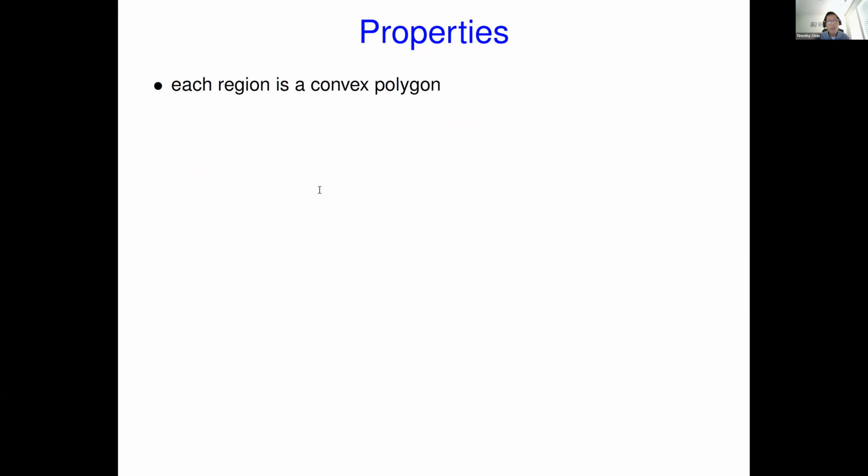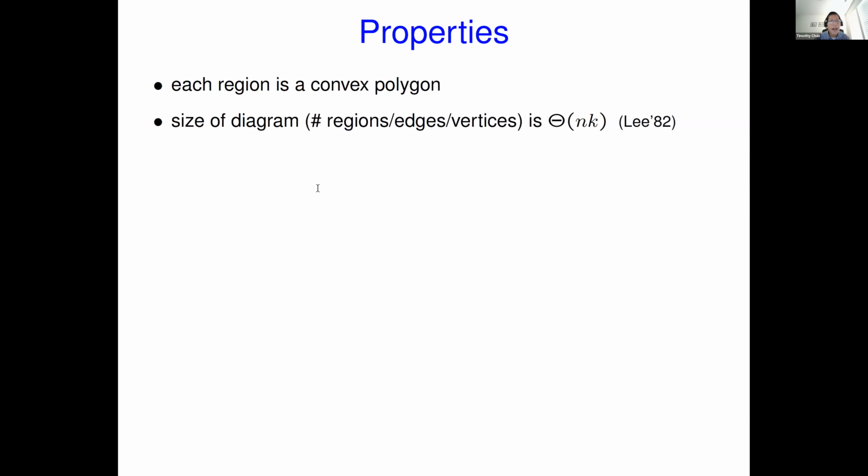Okay, so let me briefly go over some well-known properties about the order k Voronoi diagram. Each Voronoi region, as you can see from the examples, is a convex polygon, where the edges are defined by bisectors of pairs of points. And the combinatorial complexity of the diagram, namely the number of regions, edges, and vertices, is known to be Theta(nk). That was first proved in the classic paper by D.T. Lee. And this is known to be tight, not just in the worst case, but also in the best case.